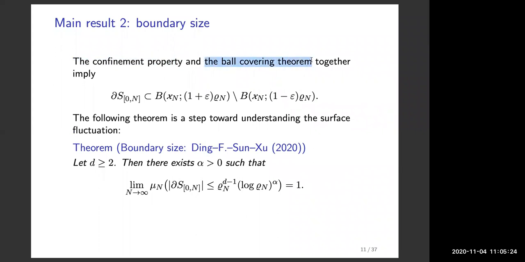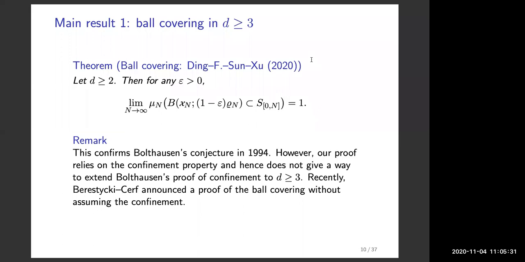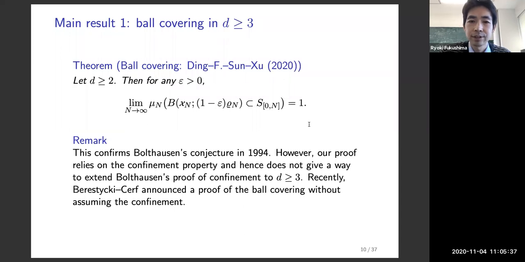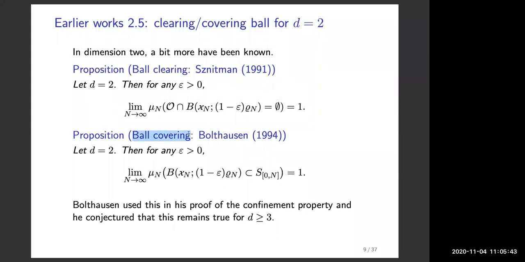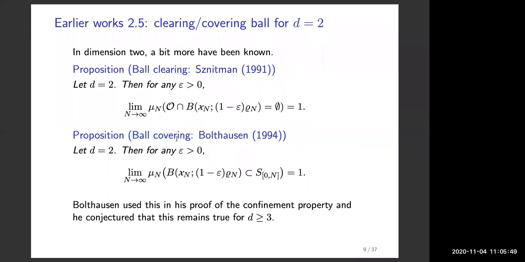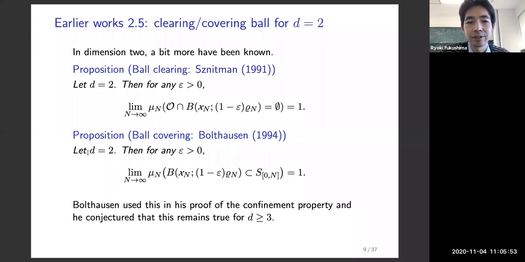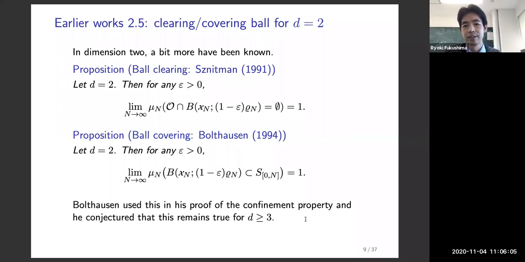Sorry, Ryoki, I'm confused about something. Allow me to interrupt. The confinement property was proved by Bolthausen also for 3 dimensions, right? No, Bolthausen didn't prove it, because you see here, he needs this ball covering to prove confinement, and he was only able to do it in dimension 2. The reason is a difference in potential theory. In dimension 2, potential theory is better, and in dimension 3 and higher, it doesn't give us good enough control. I will tell you a bit more in the second part of the talk. So his proof works only for dimension 2. For the proof of the confinement property, we have to use a result by Pobel.